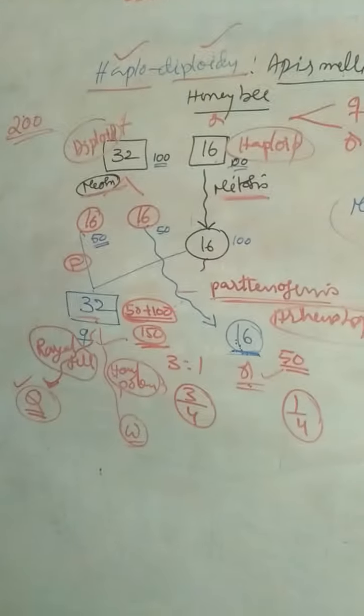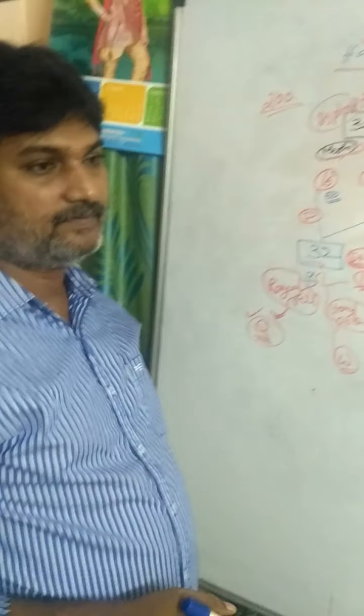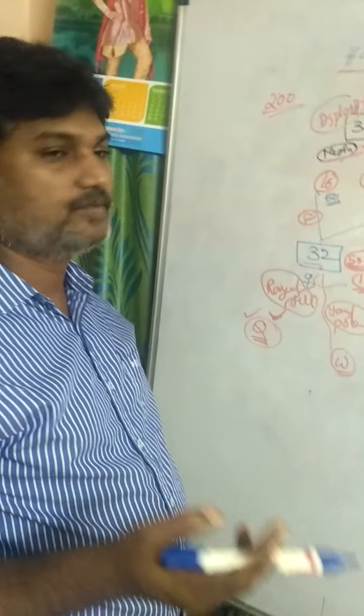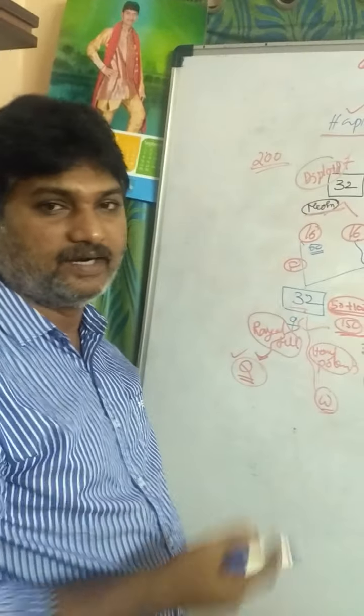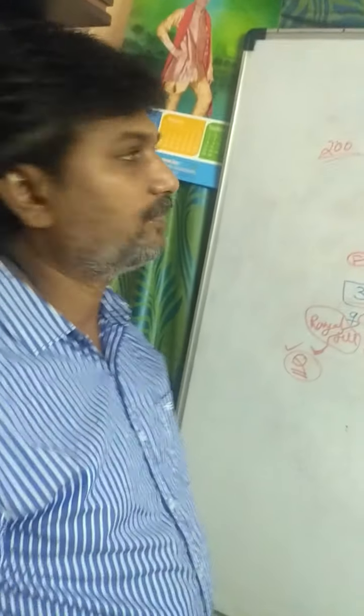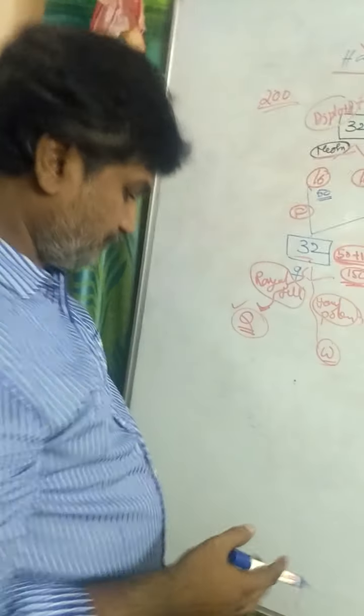That is about haplodiploidy. This is about sex determination methods. The first one is the chromosomal sex determination method, the second one is the gene balance theory, and the third one is haplodiploidy. That is about sex determination methods.